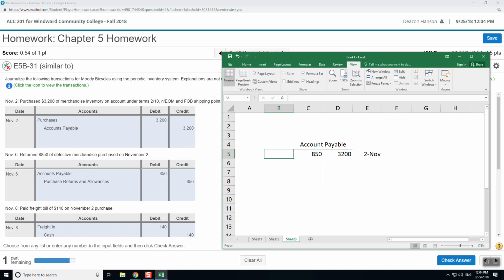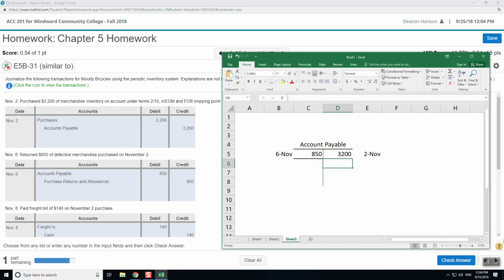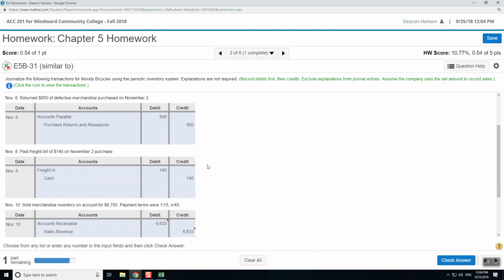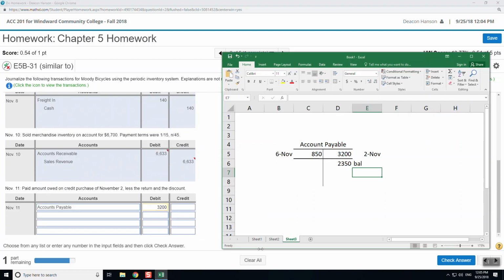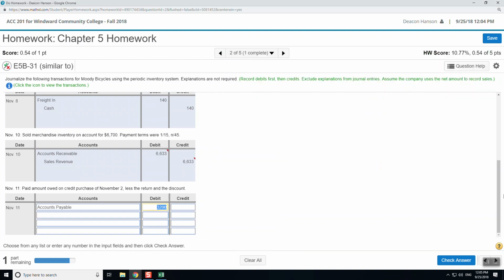850 reduced the accounts payable if I had posted that to the T account on November 6th. So currently, if you were to run a balance on this, the way you find your balance is get the difference between the debits and the credits. Now in this case, the credits are more than the debits, so we got a balance of 2,350. That's what we're paying off. So I'm going to take that number, 2,350, and that's what I'm going to reduce my accounts payable by.